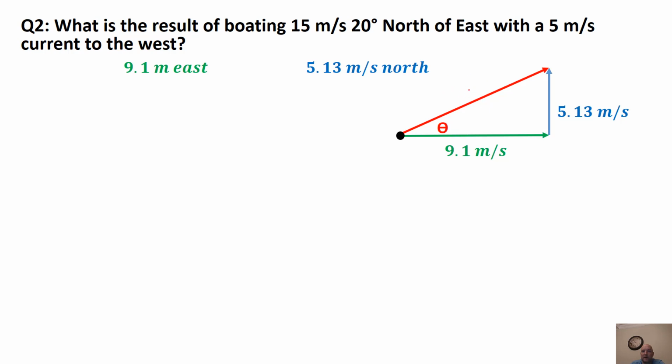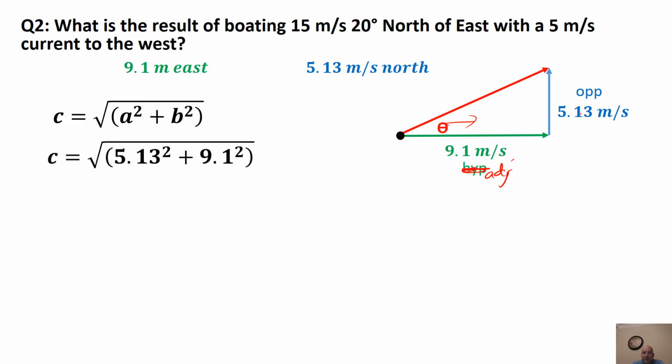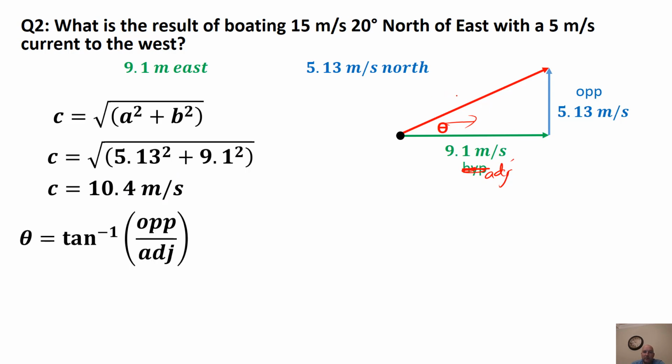And now I'm ready to go ahead and solve for C for the hypotenuse and also figure out the angle. So to do that, you want to know which one the opposite is. Opposite straight across, adjacent, that's going to be the side. So the adjacent will be over here on the side, and now we can use that and we can solve for different components. So this hypotenuse right here is going to be the opposite, 5.13 squared, plus the adjacent, that's going to be 9.1 squared. And we get 10.4 meters per second. So that's going to be 10.4 meters per second right here.